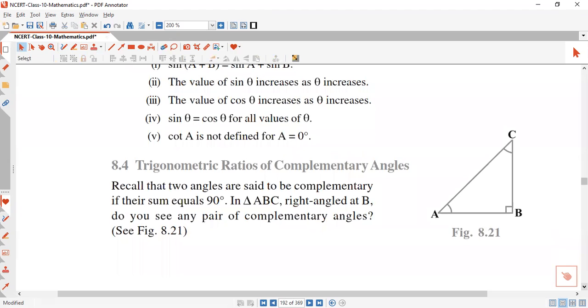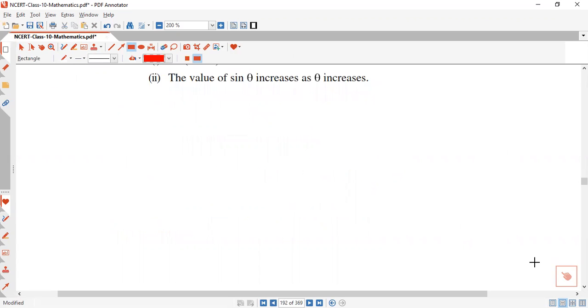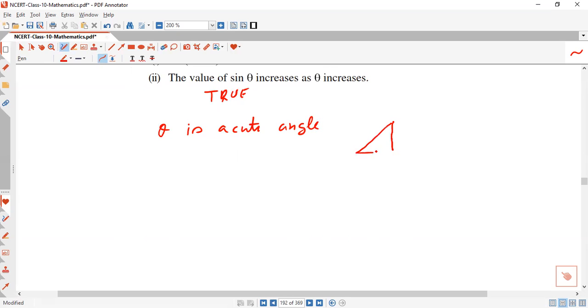The second part: the value of sine theta increases as theta increases. Yes, the value of sine theta increases as theta increases. This is a true statement. Now, if theta is an acute angle, as theta increases, sine theta also increases, because theta increases means the perpendicular of the triangle also increases. You see this triangle, this is theta.